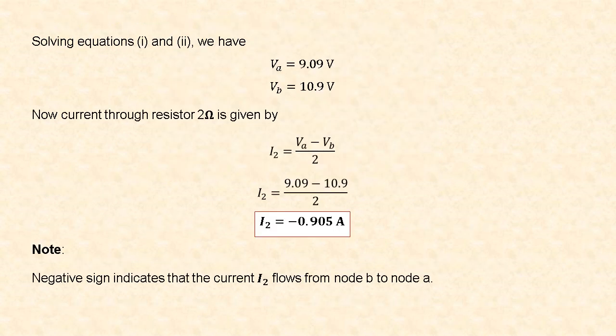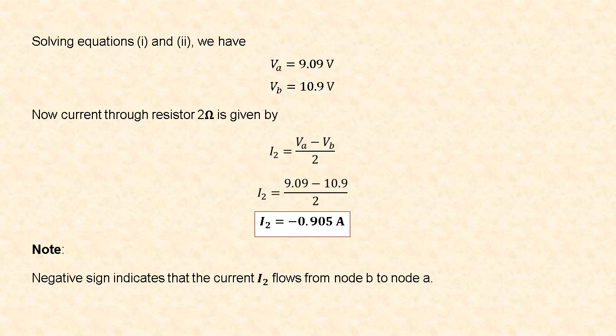Solving equations 1 and 2, we get the nodal voltages: the voltage at node A, VA, is equal to 9.09 volt. Similarly, the voltage at node B, VB, is equal to 10.9 volt. We were asked to find the current through the 2 ohm resistor. So, the current through the 2 ohm resistor can be calculated using the formula I2 is equal to VA minus VB divided by 2. Here we are assuming that the current flows from A to B.